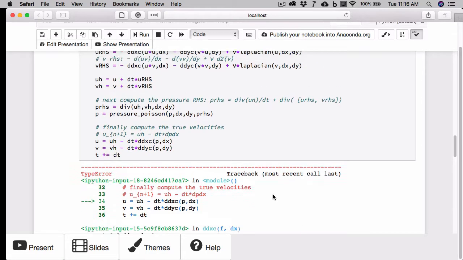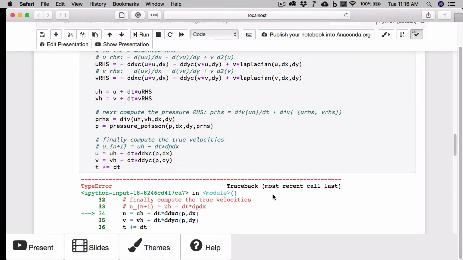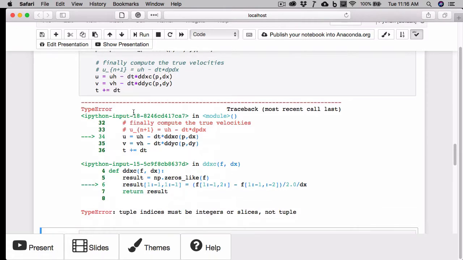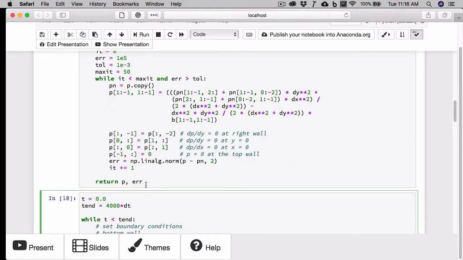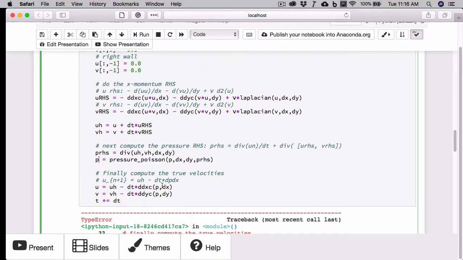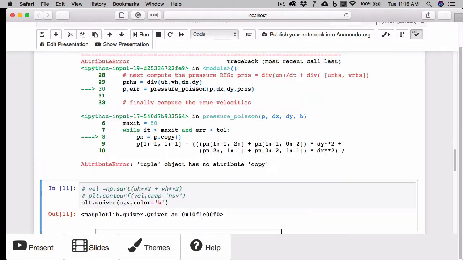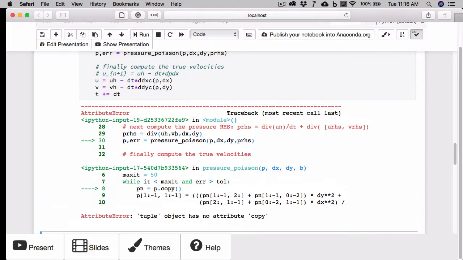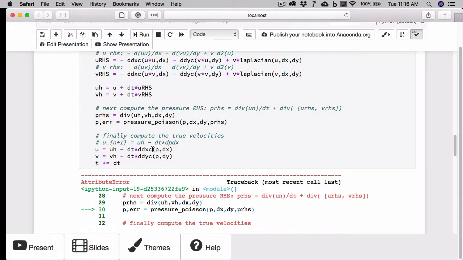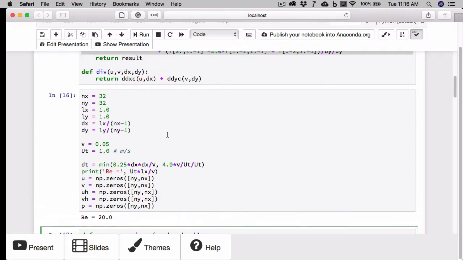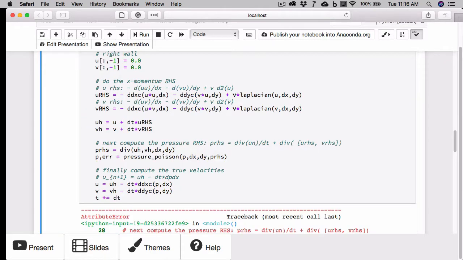Result. Yes. Okay. So it is telling me that it's unable to do this operation because, oh yeah, I know. This returns two values here. It returns a pressure and an error. So I'm going to do P, comma, error. Try it again. Still making an issue. Tuple object. So let me reset, because it sets P to something else.